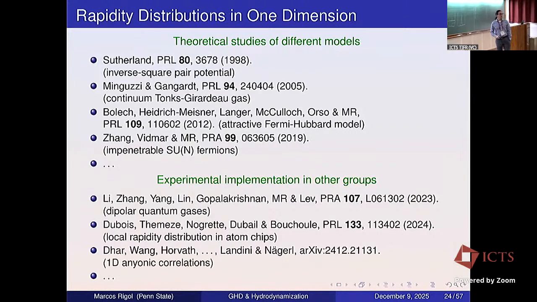Isabel and others have also done the measurement. This is in an atom chip, okay? And then there are also measurements in the group of Christoph Nagel, and probably there will be others. But now this rapidity distribution can be measured in the experiments.